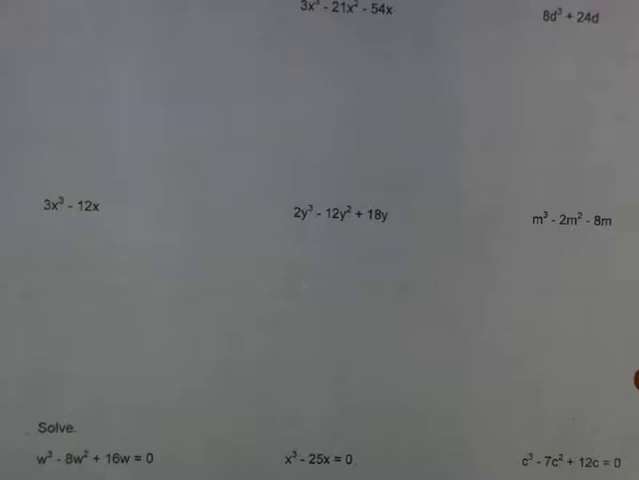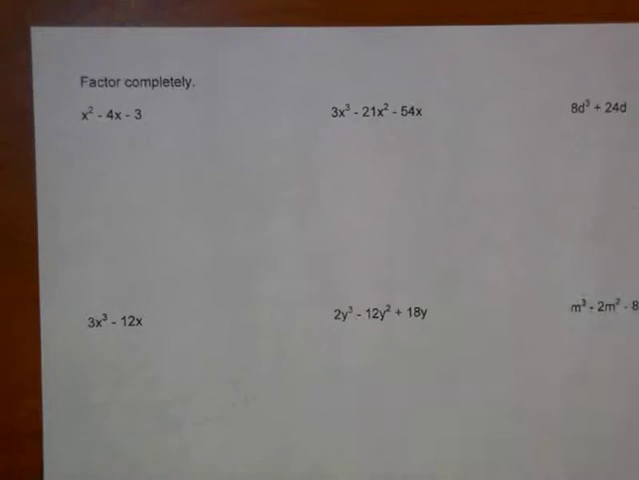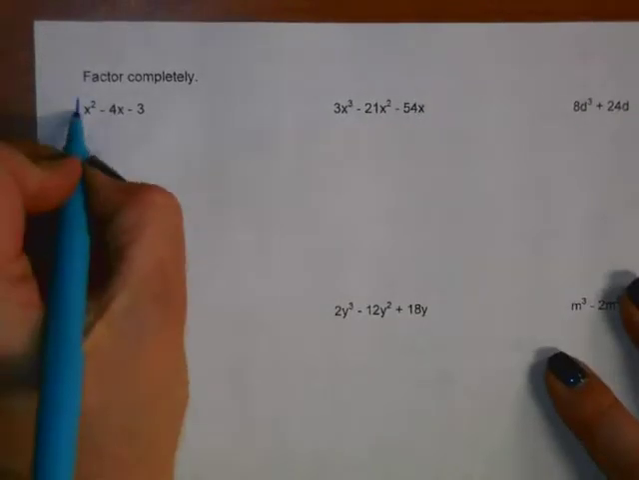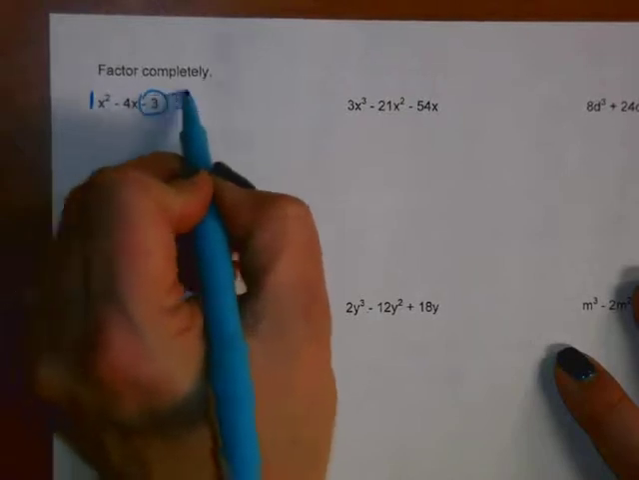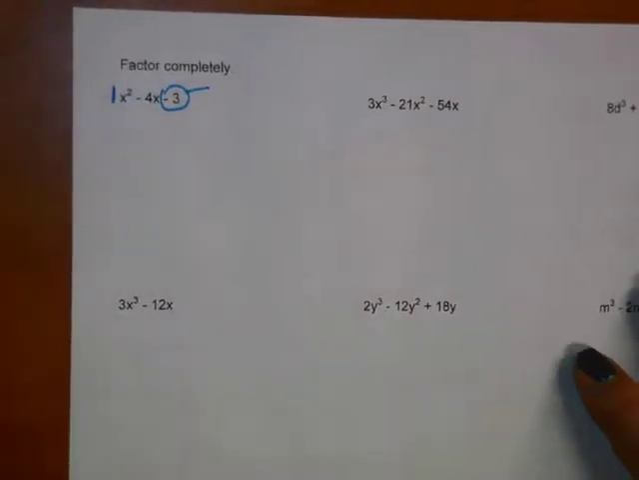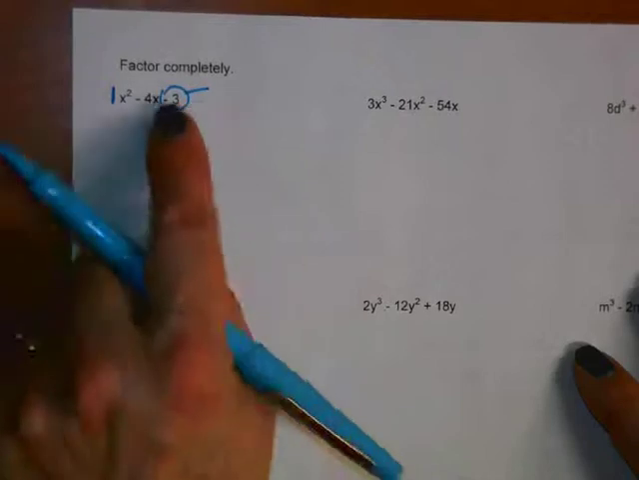We're going to do 4. Okay, don't panic. We're only going to do 4 back here. All right, let's do this first one. Remember, didn't I say when A is 1, all I got to do is look at the -3 and say what factors of -3 add to -4?